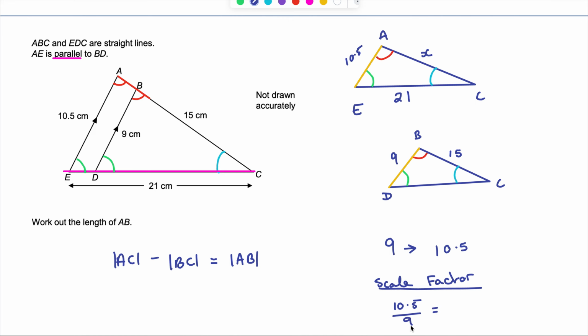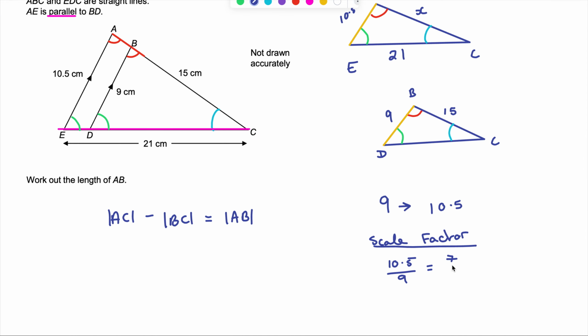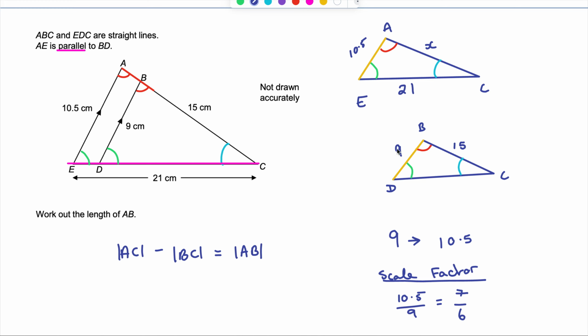So if I do that, I'm going to have 10.5 divided by 9. When I do that, it's not so nice. It is 7 over 6. So I'm just going to keep it as 7 over 6 for a minute. So 7 over 6 is my scale factor. So if I want to turn 9 into that, I'm going to multiply it by 7 over 6. So you can test it out. 9 by 7 over 6, it does give us 10.5.